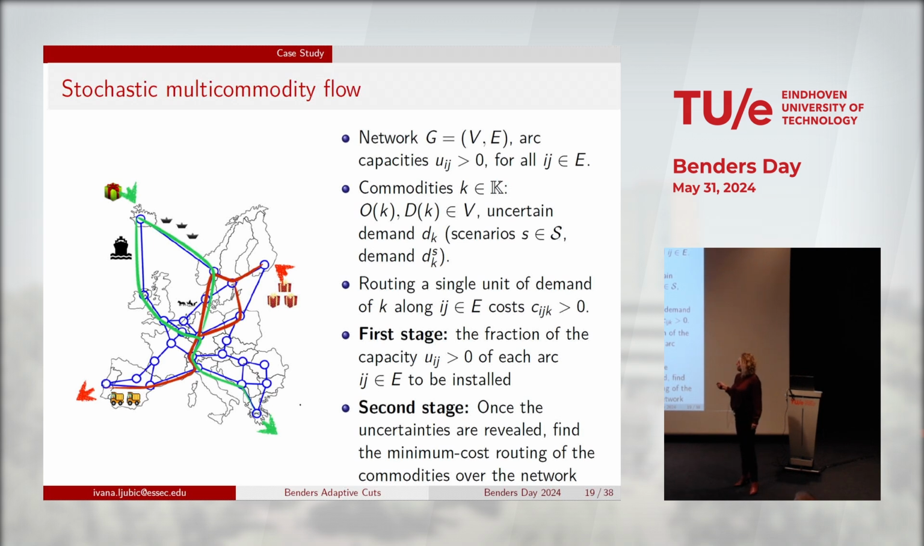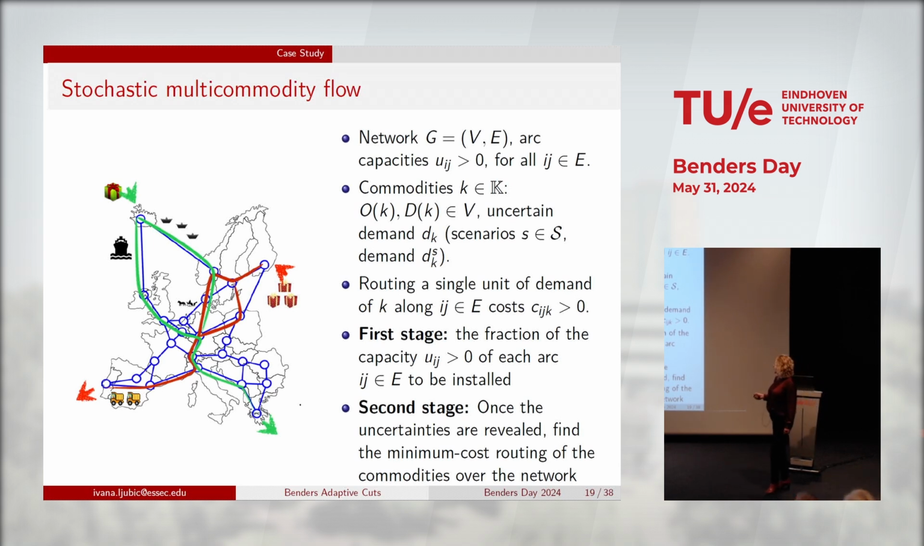So the commodities are goods that have to be transported from the origin to the destination. And now we will assume that the demand of these commodities is not known. It's uncertain. So we transport, for example, the green commodity from the source to the destination. They can be split. The demand can be split across different paths. And what we have to respect are the links in this network, because the links will have certain capacity.